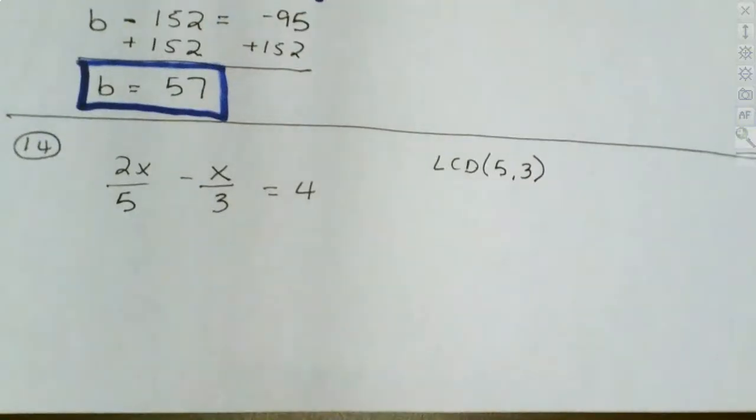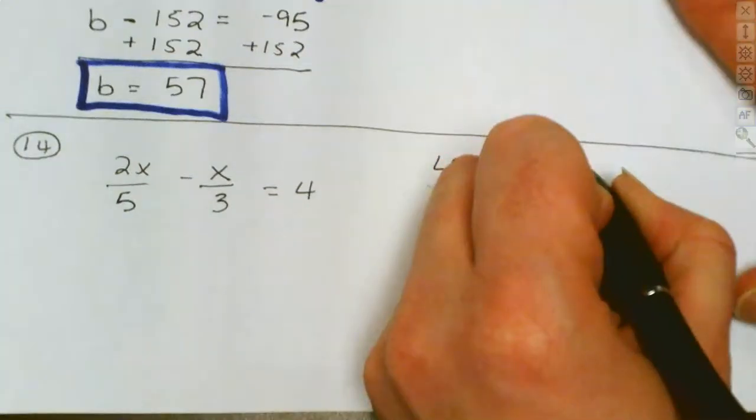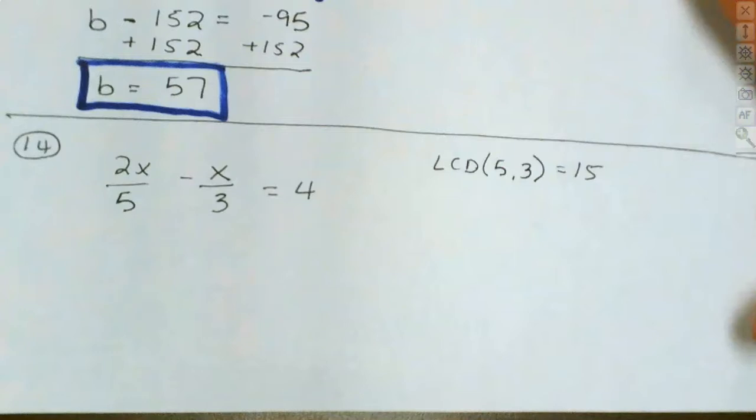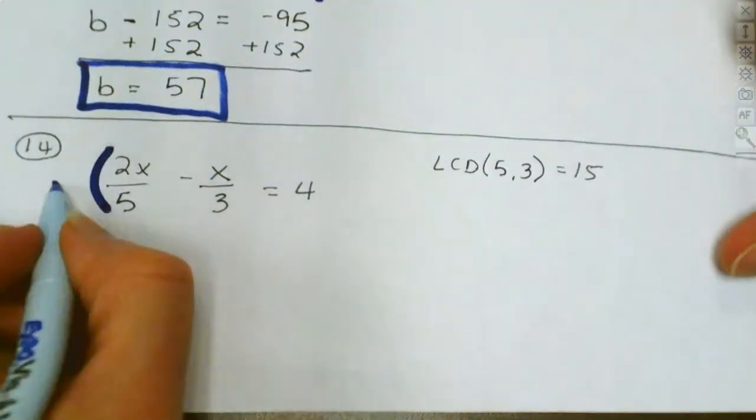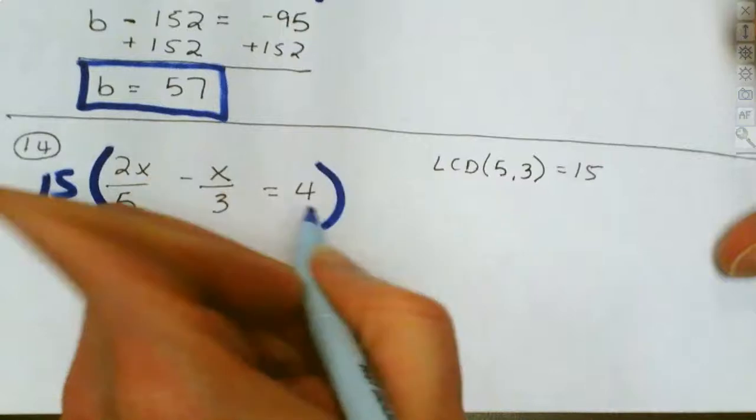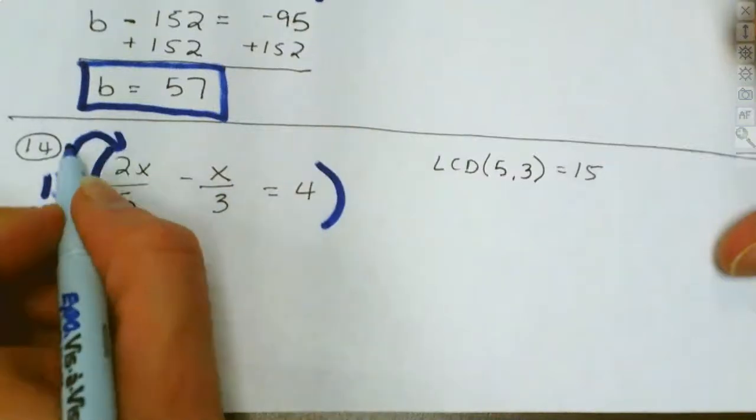Does 5 evenly go into 3? No. Okay, 5 times 2 is 10. Does 10 go into 3 evenly? No. But 5 times 3 is what? 15. And does 15 go into 5 and 3 both? Yes. So the smallest number that I can use is going to be 15. So I found my least common denominator. So I'll put my 15 out in front. And now I'll distribute through.